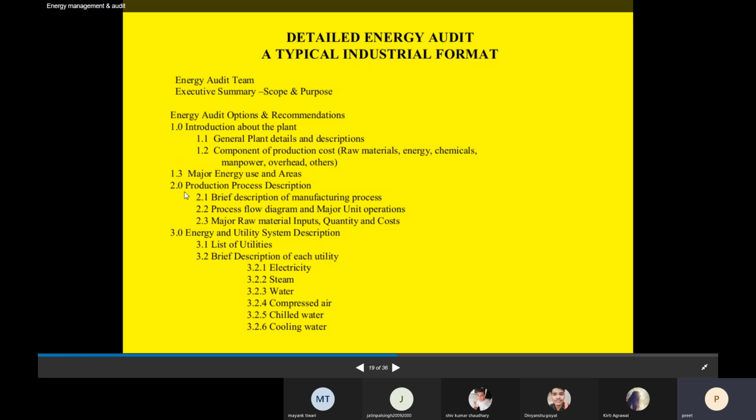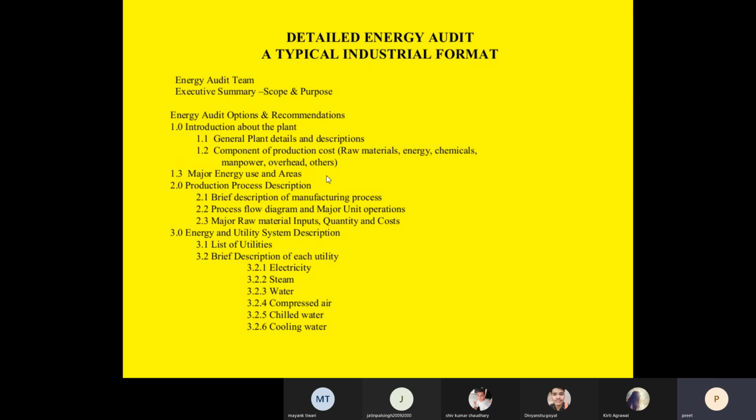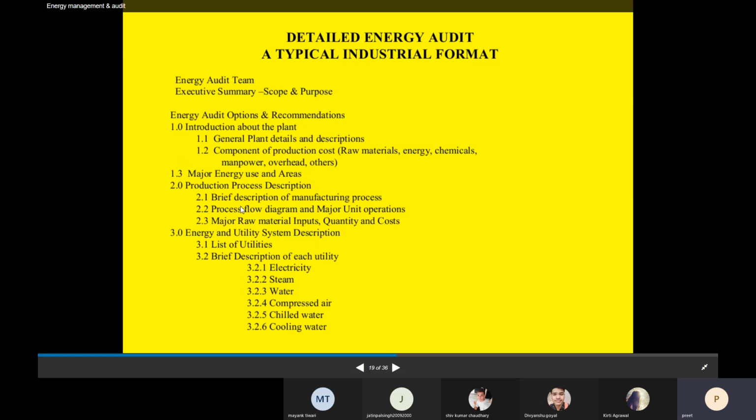Second topic which you need to cover is the production process description, the whole production process which is carried out in that particular plant. You need to describe that. Under that description you need to give a brief description of the manufacturing process. You need to provide a flow diagram and major unit operations. You need to give information about the major raw material inputs, quantity and cost.